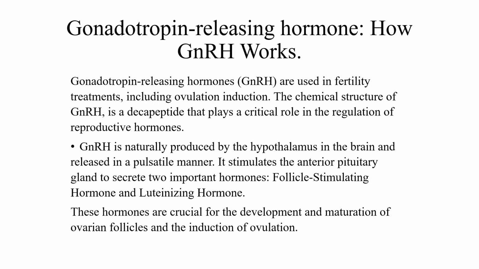Now we will learn something about gonadotropin releasing hormone. These hormones are used in fertility treatment, and the chemical structure is a decapeptide that plays a critical role in the regulation of the hormones. Gonadotropin releasing hormone is naturally produced by the hypothalamus in the brain and released in a pulsatile manner. It stimulates the anterior pituitary gland to secrete FSH and LH. These hormones are crucial for the development and maturation of ovarian follicles and for the induction of ovulation.